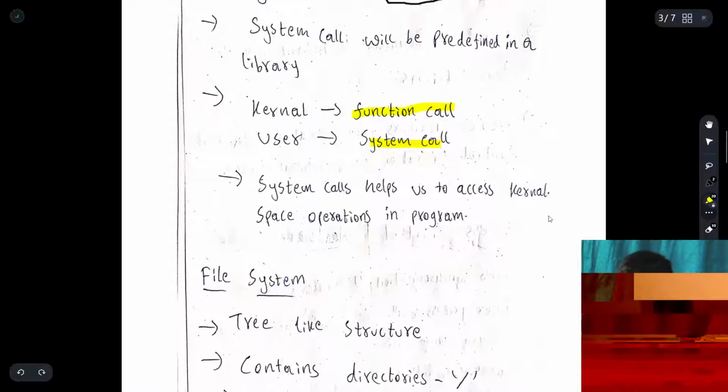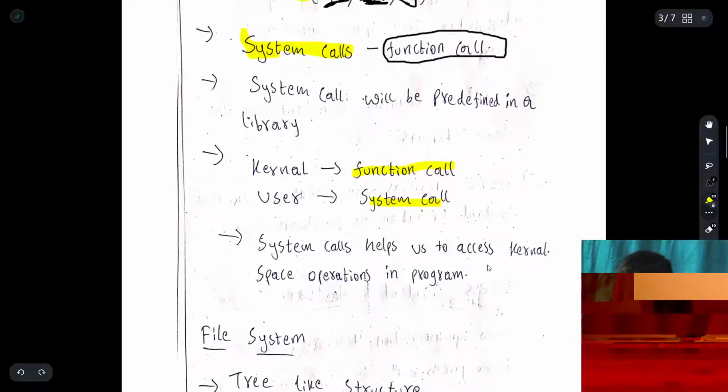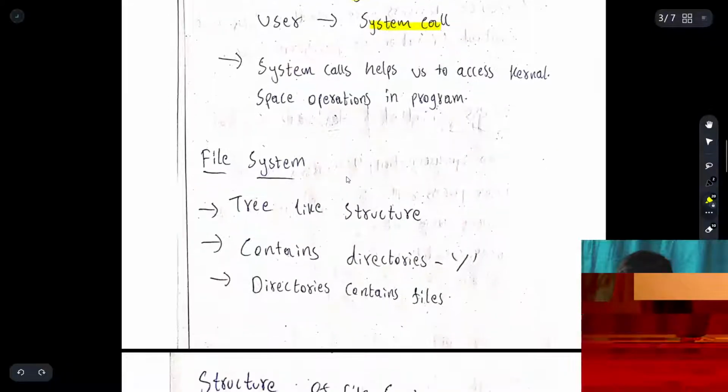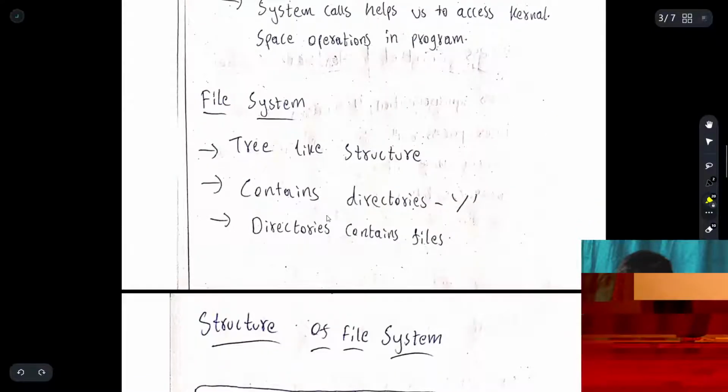System calls help us to access the kernel space operations in the program. With the help of these kernel space operations we complete the work that needs to be done in the operating system.